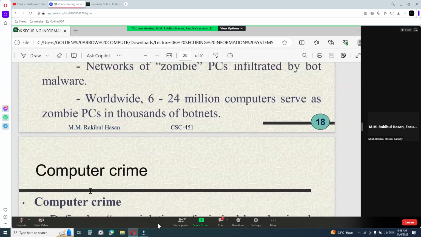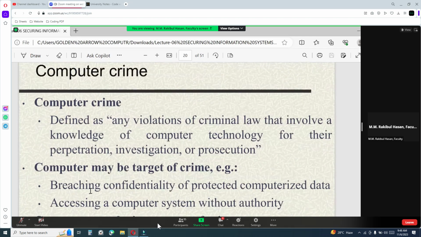Now, what is the concept of computer crime? Computer crime means violation of any kind of criminal law, where you use a computer device or knowledge of the computer to perform different types of harmful activity. This is nothing but computer crime, violation of criminal law. In this case, you are using knowledge of computers or some computer tools.